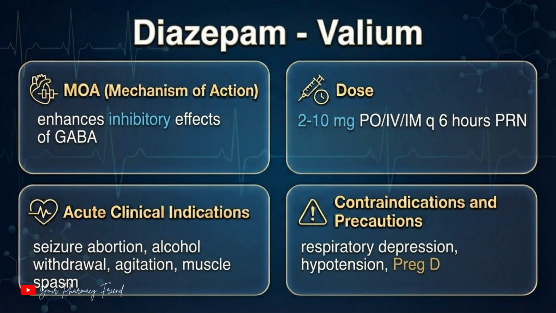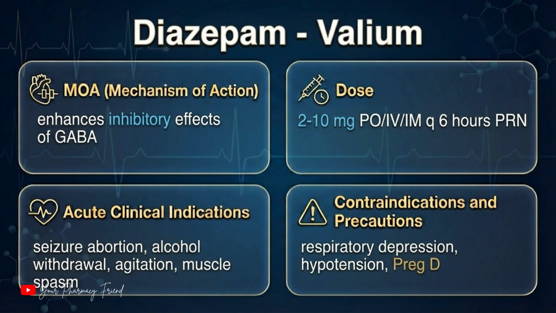Diazepam can be administered through multiple routes, including oral, intravenous, and intramuscular administration. The typical dosing range is 2 to 10 milligrams given every 6 hours as needed, depending on the clinical indication, patient condition, and response to therapy.